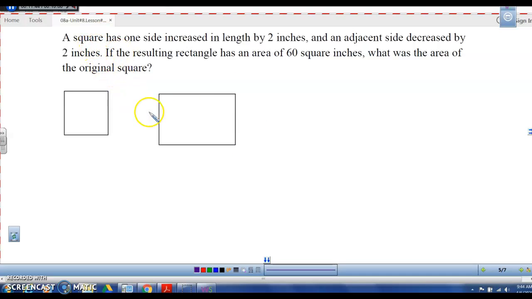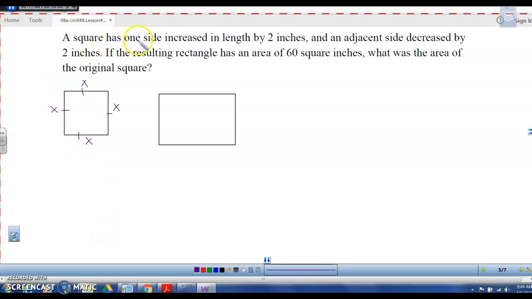What do we know about the sides of a square? Well, they're all the same. We're looking for the original sides of the square, but we know they're all the same, but we don't know what they are. So what are they all going to be? They're all going to be x, because we don't know what they are. Because all the sides are equal on a square, so if one side's x, all the sides are going to be x.